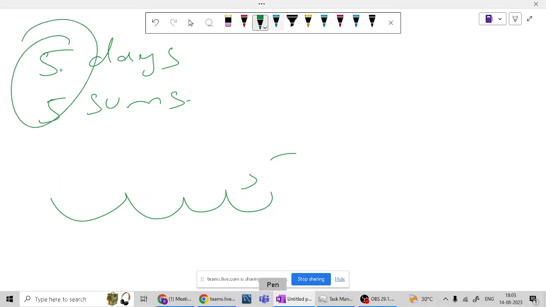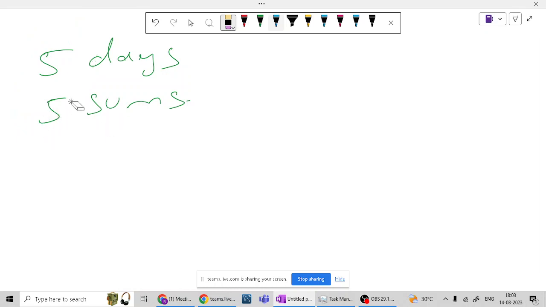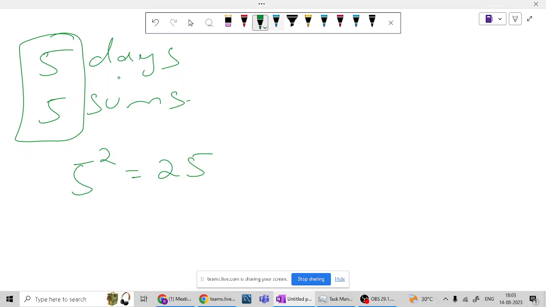Can you see the base is same for both, 5? Is the board getting stuck? Is the screen getting stuck? No, sir. Okay, can you see 5 into 5 given here? The base is same, so 5 into 5 is 5 square. 5 square is 25. So 5 days, each day you solve 5 sums for continuous 5 days, you get 25. At the end of the 5th day, you will have solved 25 sums. This is square.